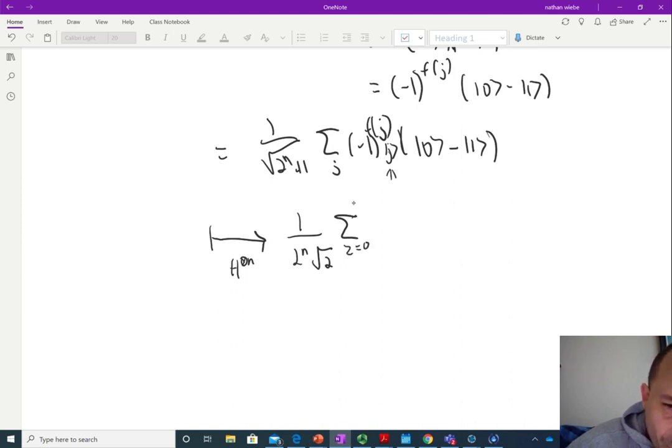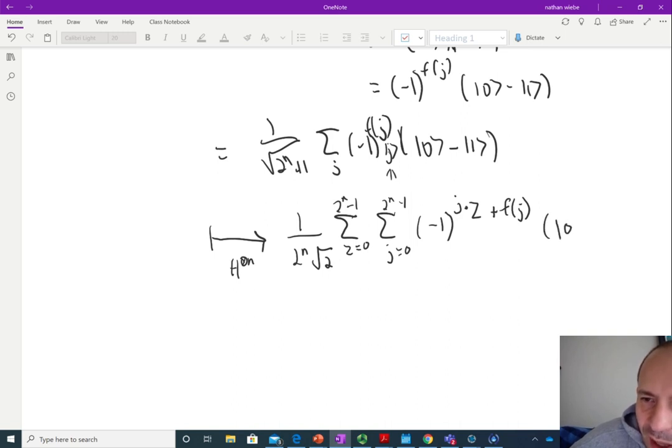z equals 0 to say 2 to the n minus 1, and sum from j equals 0 to 2 to the n minus 1. And this part over here is going to seem a bit like voodoo for the moment, but trust me, I'll explain it in just a sec. j dot z plus f of j over here, and 0 minus 1. Okay, so what the heck happened here?